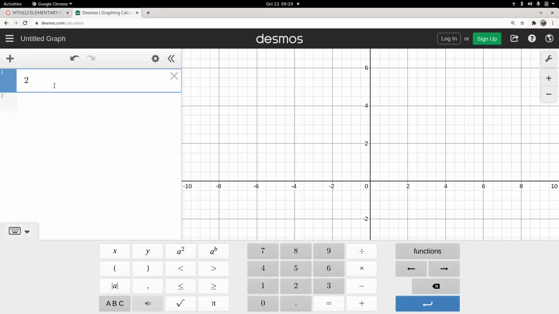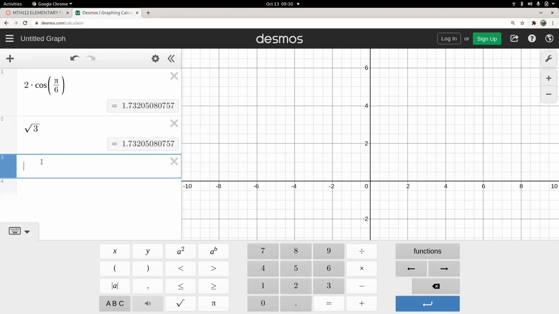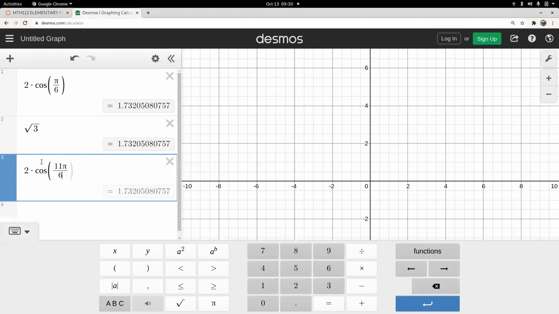So 2 times the cosine of pi over 6 should be equal to the square root of 3. And we saw the square root of 3 earlier. It's about 1.7-ish. Double check. Square root of 3. There's that same number. I also claim that 2 times the cosine, or you could just type 2 cosine of 11 pi over 6 should give me that same number, and it does. So knowledge of the unit circle allows me to solve these problems.